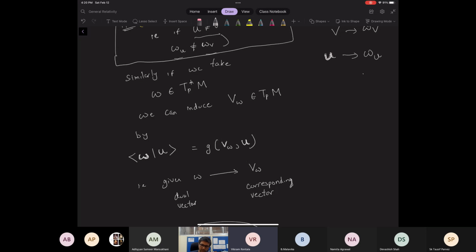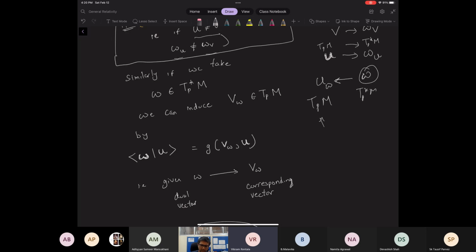That is, if I start with a dual vector, let's denote it as omega, I should be able to get a vector which corresponds to this, which I'll denote as u omega. Okay, so if I give you a vector, you are able to reconstruct for me a dual vector. If I give you a dual vector, you should be able to reconstruct for me a vector. Okay, and this is also easy to see, how, given a dual vector, you can get a vector that corresponds to it.